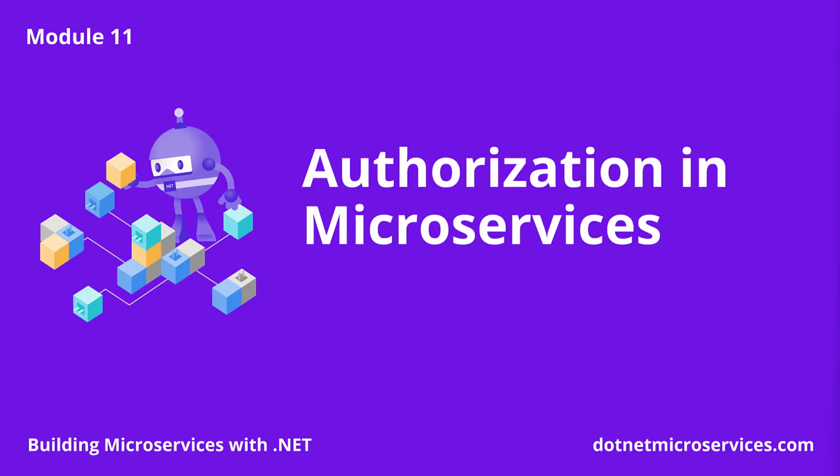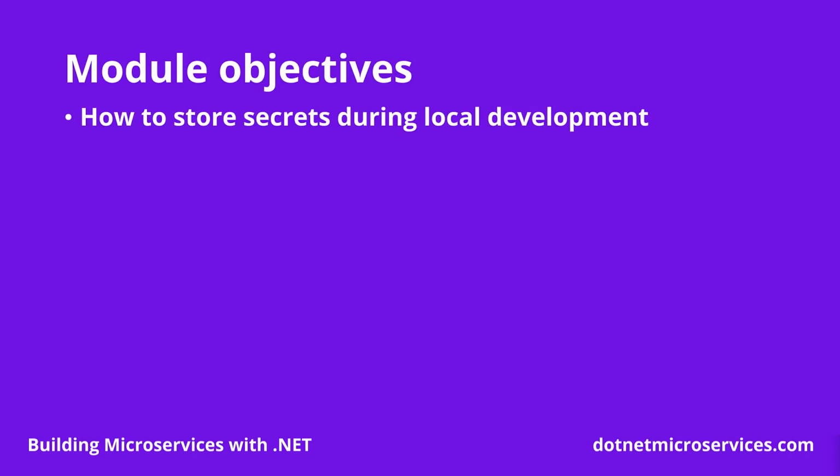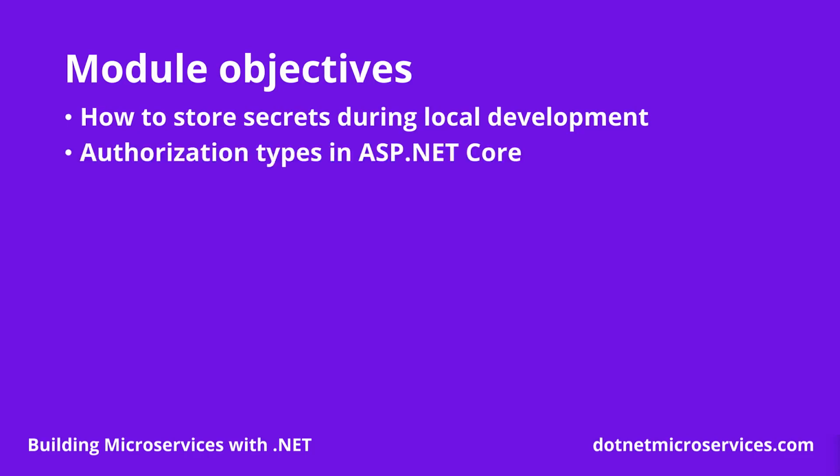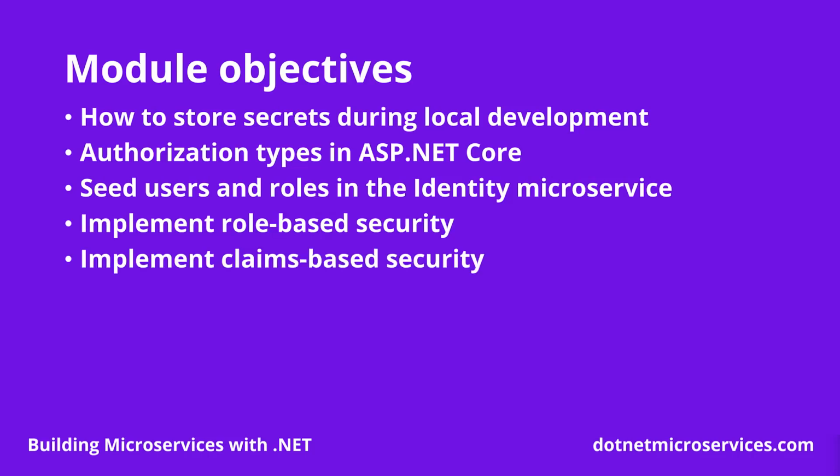In this module, you will learn how to use the different authorization options in ASP.NET Core to properly authorize users to your microservices. By the end of this module, you will have a solid understanding of the following: how to store secrets during local development via the .NET Secret Manager, which are the different authorization types that can be enabled in ASP.NET Core apps, how to seed users and roles in our identity microservice, how to implement role-based security, and how to implement claims-based security. Let's get started.